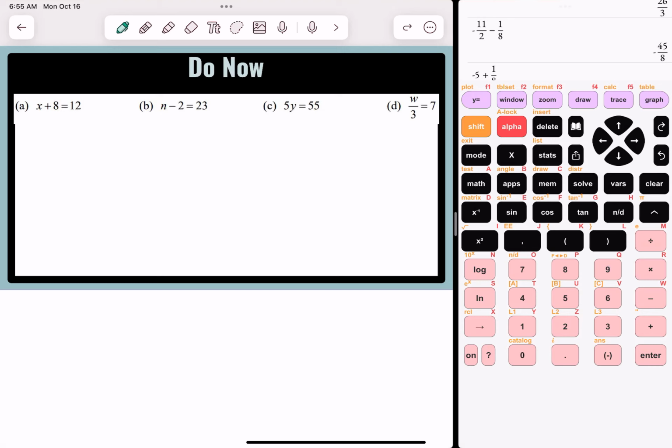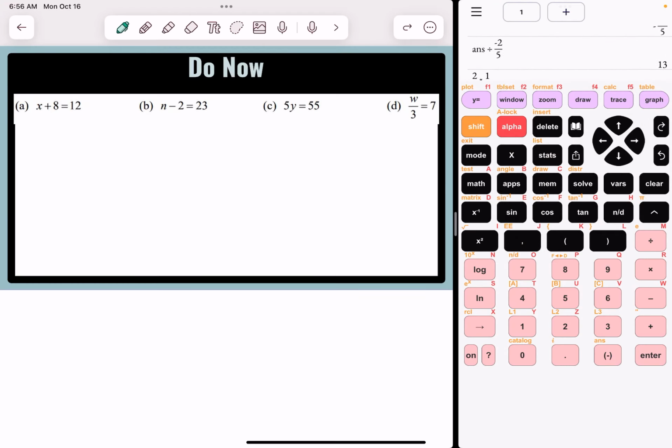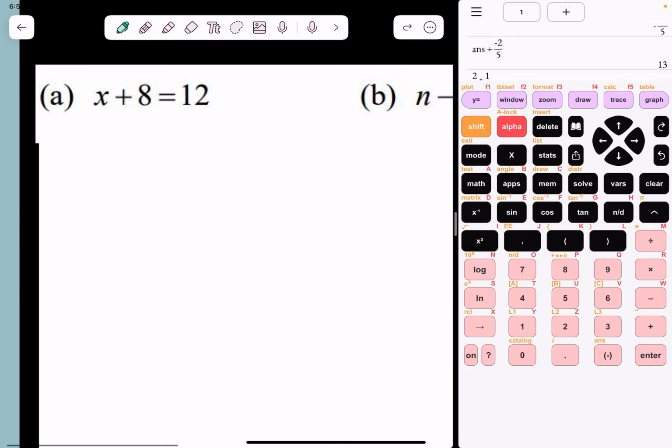Hello, we are getting started on our next unit in Algebra 1, which is the equations and inequality unit. For this unit, we are going to start by learning how to solve one-step and two-step equations. So let's look at this now.